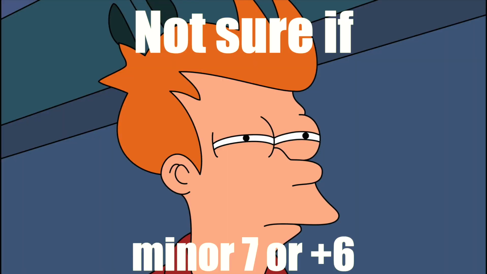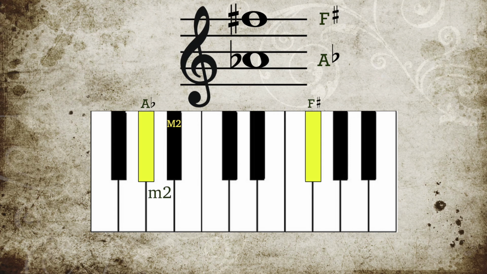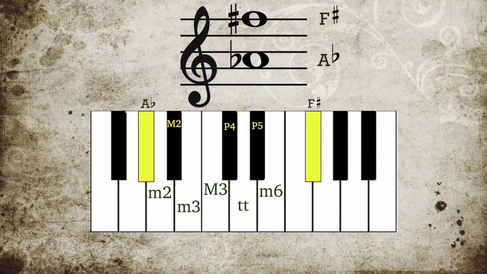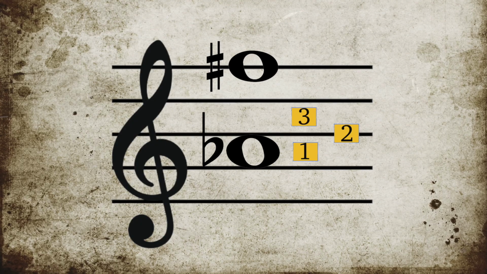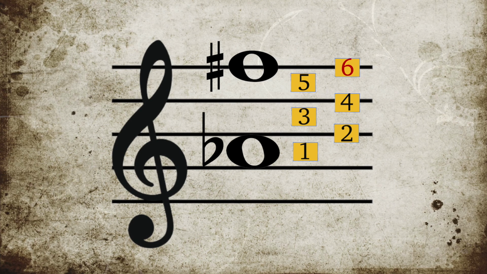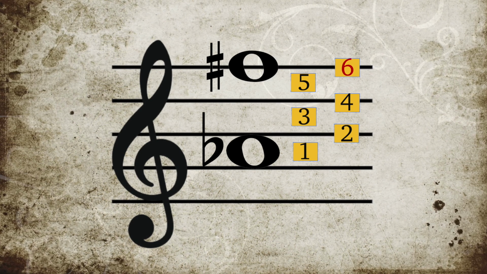If you were to play those intervals on a keyboard or a guitar, you'd swear to me that this was a minor 7th interval, and I would not blame you. But look at the notation. According to the notation, they're not minor 7ths, they're augmented 6ths. And that's pretty much enough to drive any musician crazy.